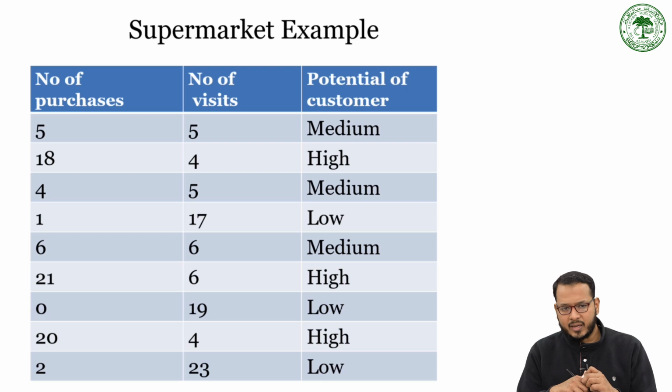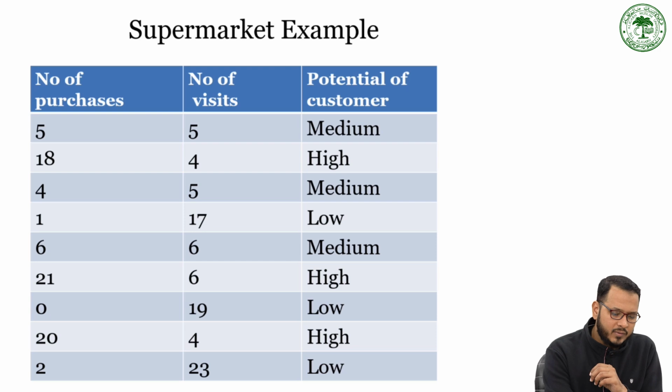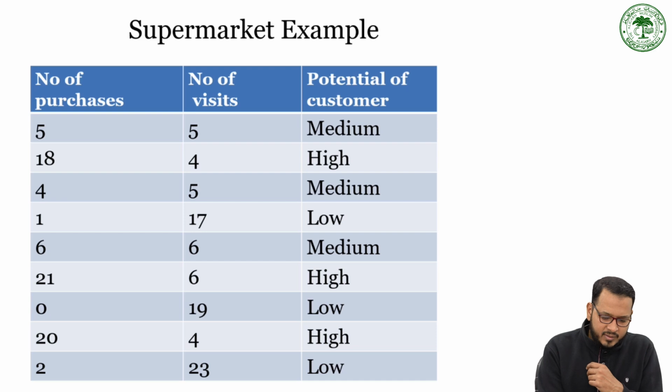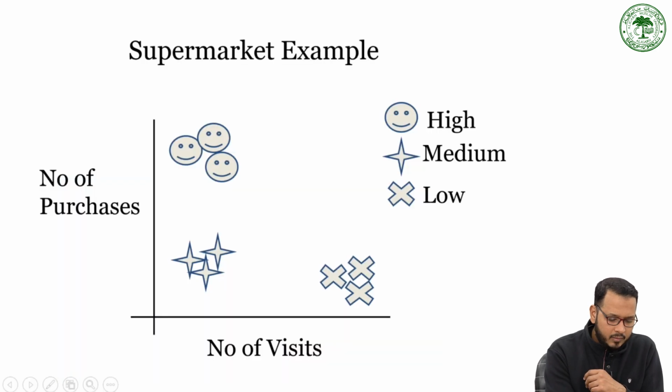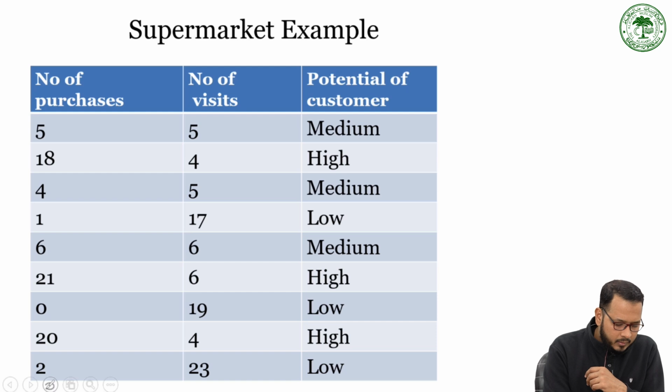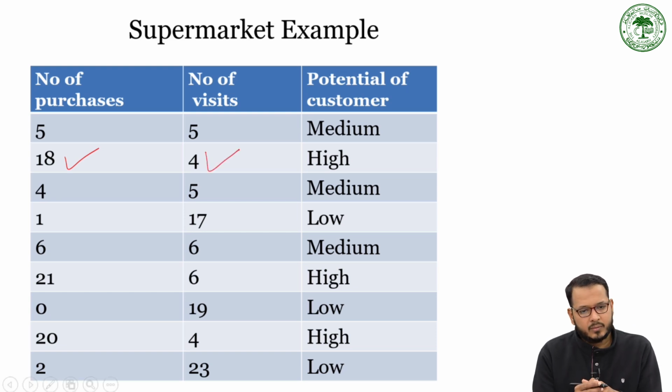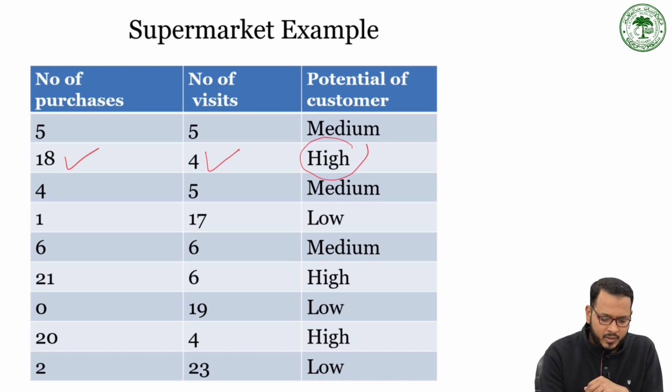Let's take an example to understand the clustering process in a better way. Let's say we have this data where on the basis of number of purchases, let's say per month, and number of visits per month, we are dividing customers into three categories according to their buying potential. If somebody purchases a lot in a relatively small number of visits, we say that the potential of the customer is high.